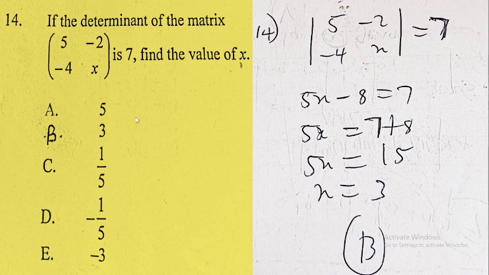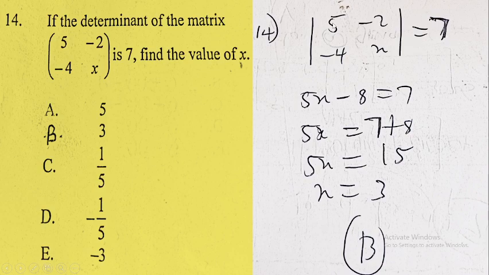Question number 14 now is on matrices as well. The question says if the determinant of this matrix is 7, find the value of x. So this is a curved bracket. If you are to find the determinant of this matrix, you have to put it into two straight lines like this. This one means determinant. So we are trying to find the determinant of this matrix, and the answer given is 7.